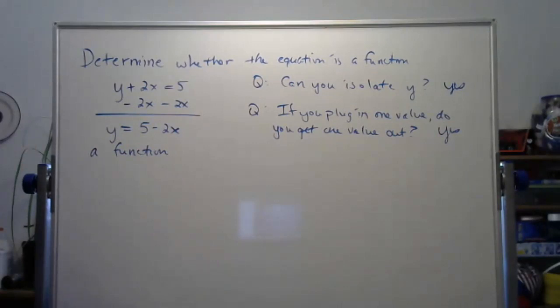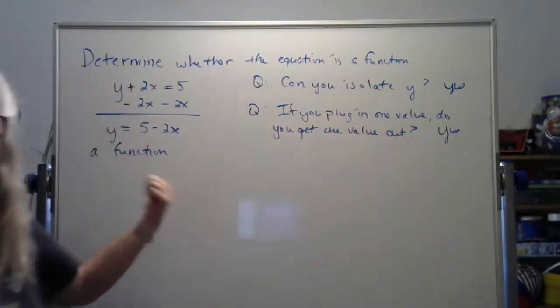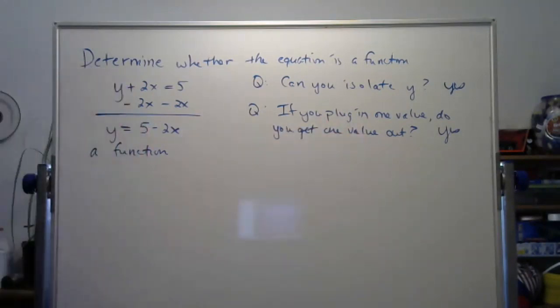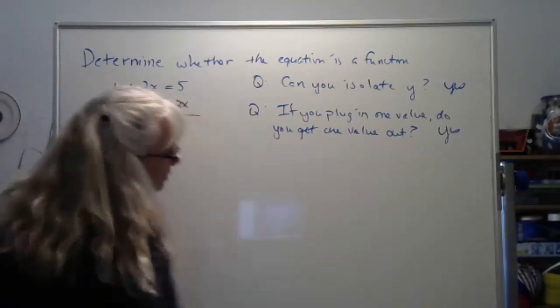That was a pretty easy and straightforward example. So let's do one that's a little bit uglier. If you can isolate the y, that's the first step. And if you can plug in one value and get out one value, then we know it's a function. But in order to see this input-output, that's why you isolate the y first. Let's try another one.